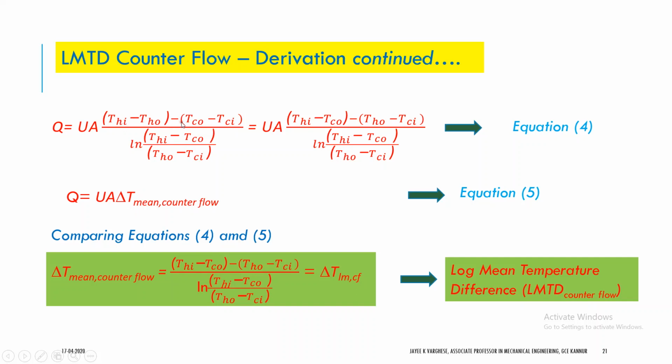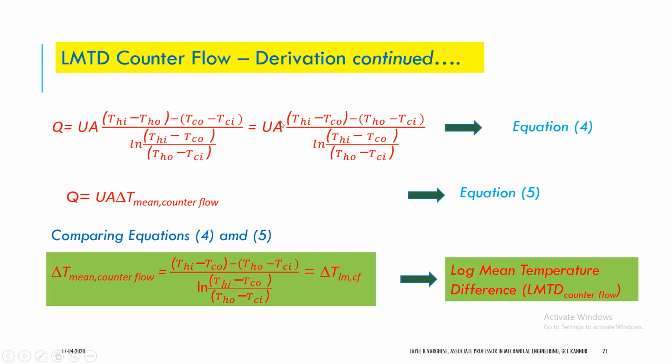THI minus TCO. We will write like this: THI minus TCO minus THO minus TCI, divided by log of the same thing. See, why do we write like this? Why can't it be like this itself? Why do we write like this?